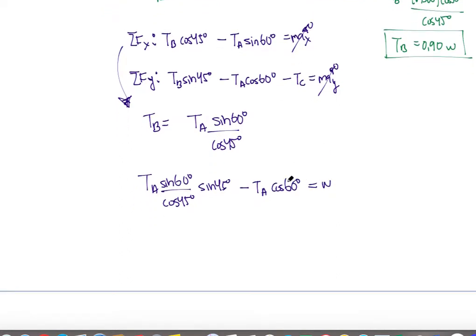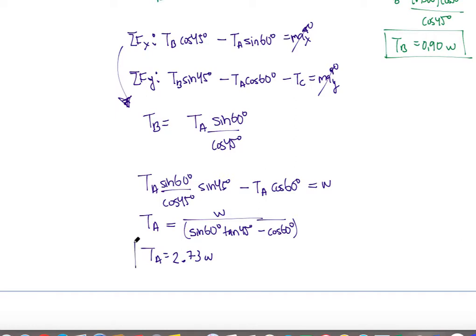That's my TC. And so again, factoring out my tension A and dividing by what's left over, I have W over sine of 60 times tangent 45 degrees minus cosine of 60 degrees, all in this denominator. So doing that, my tension A turns out to be 2.73 W. I'm going to go back and check that in a minute.